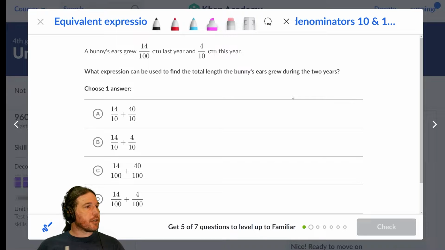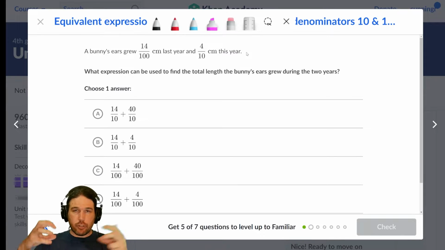A bunny's ears grew 14 over 100 centimeters last year and 4 over 10 centimeters this year. Which of these expressions is the same as that? Okay? So again, you have to have the common denominator. We can't have hundredths and tenths adding together. They're not the same denomination. So we can't just count them all up.